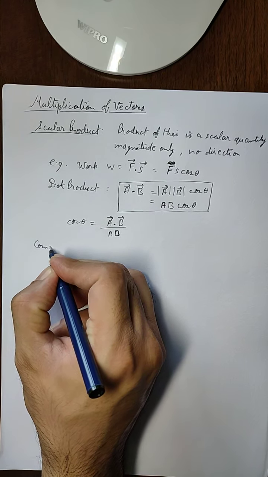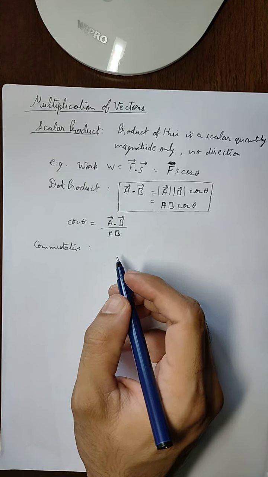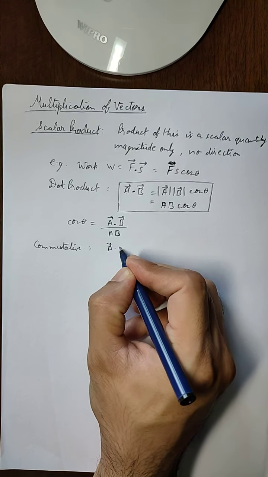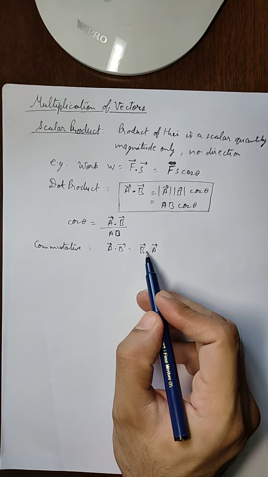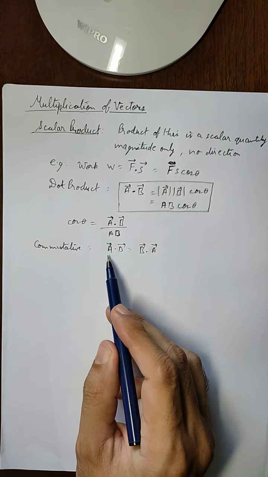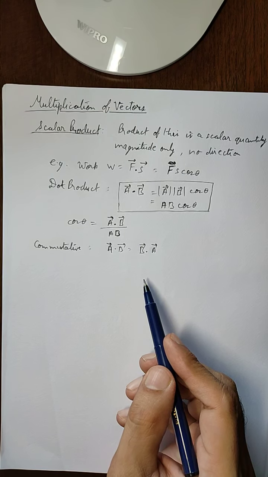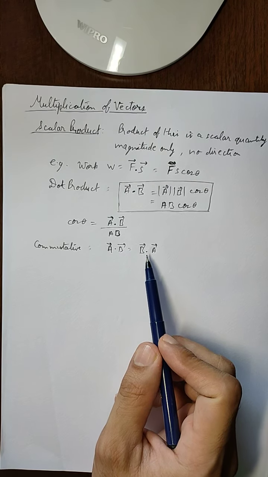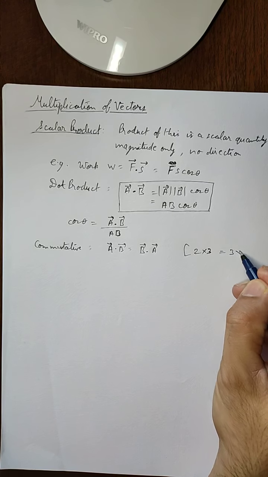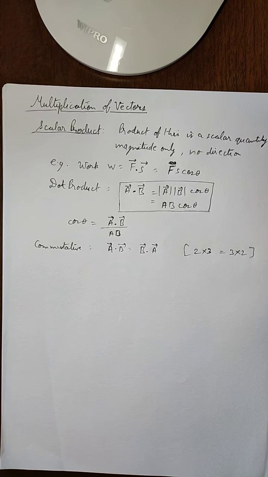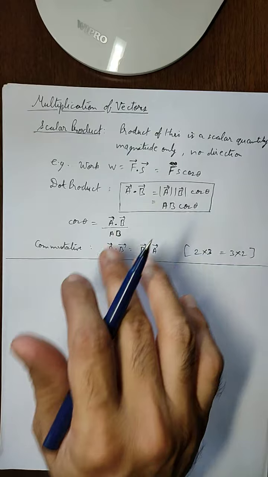Also, an important property of this dot product is that it is commutative. That means A dot B is same as B dot A. It is not going to make any difference how we are writing it, how we are multiplying, because the direction here does not matter. The result we are going to get is a magnitude, and for magnitude it does not matter if we are multiplying 2 into 3 or 3 into 2. In both cases the answer will be 6. So this is the general concept of scalar product.